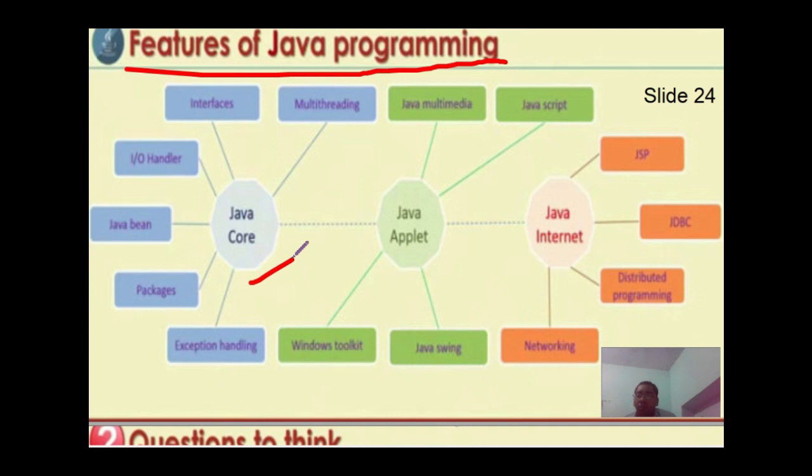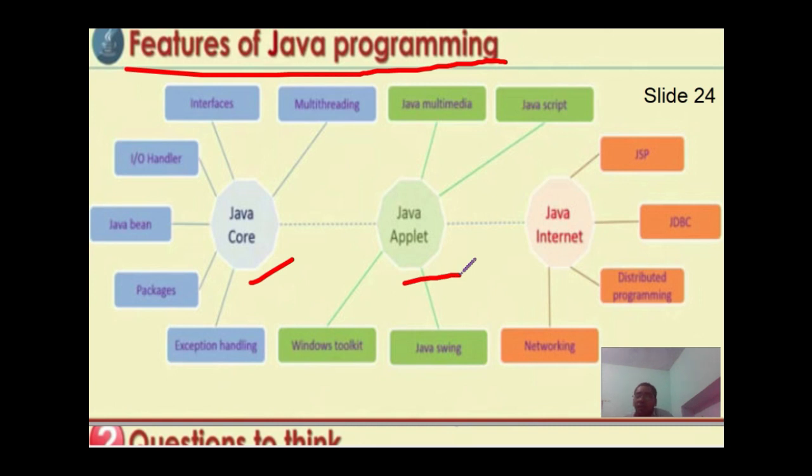To do these things, the key issues to be planned for are multi-threading, interfaces, input output handling, Java beans, packages, and exception handling. If you learn all these concepts, then we are fit for writing application software using the Java core concept.